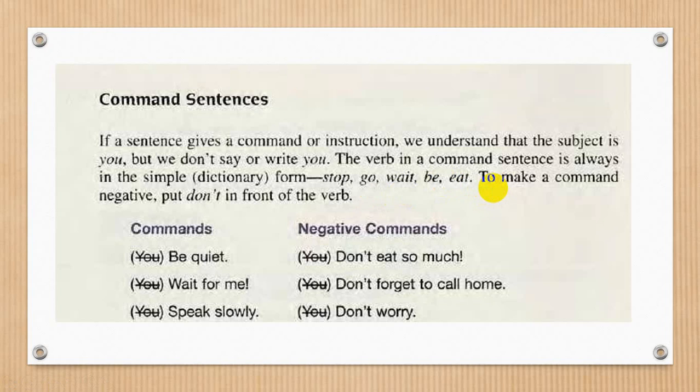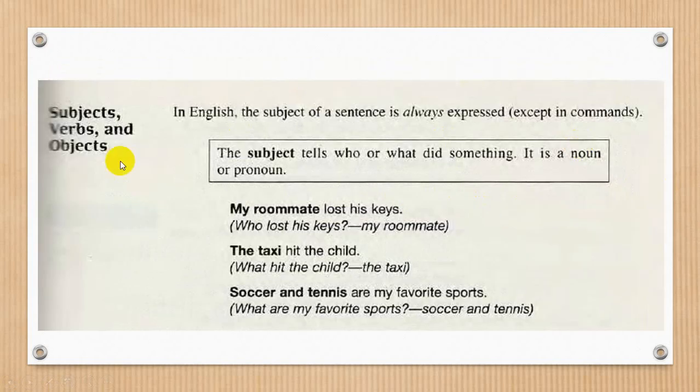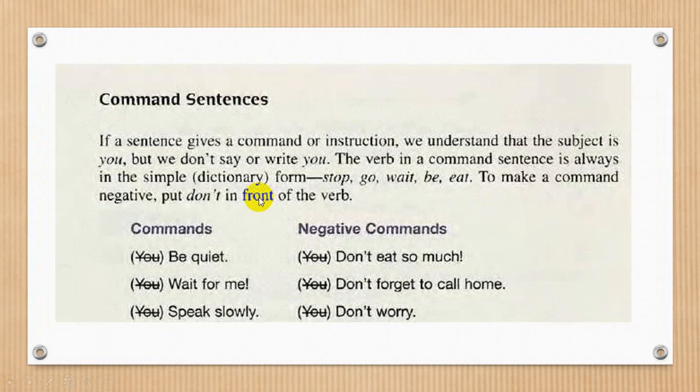To make a comment negative, put don't in front of the verb. إذا نريد نخلي ال comment sentence negative يعني جملة تصير منفية, we are going to put don't, نخلي الفعل المساعد do ويا أداة النفي not, don't, in front of the verb, قبل الverb. مثلا be quiet, شو صير؟ Don't be quiet, لا تكون هادئ.